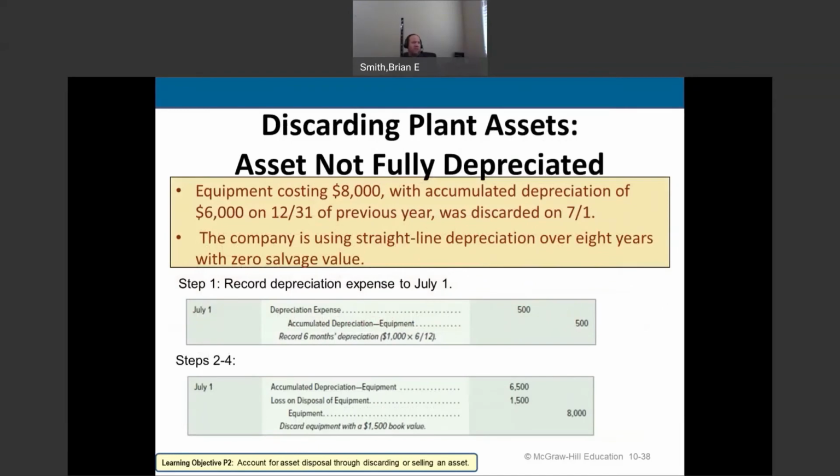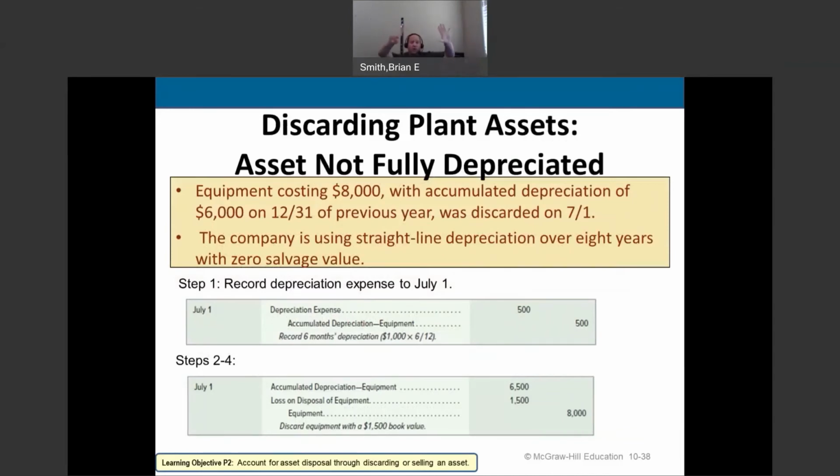So what happens if the equipment cost $8,000 and accumulated depreciation was $6,000 the previous year, and we discarded it in July of the current year? We've got a couple things happening here. We use the straight line method, so we need to record our depreciation expense because we did not fully depreciate this. Our depreciation expense for the year is going to be $500 on July 1st, because that's 6 months.